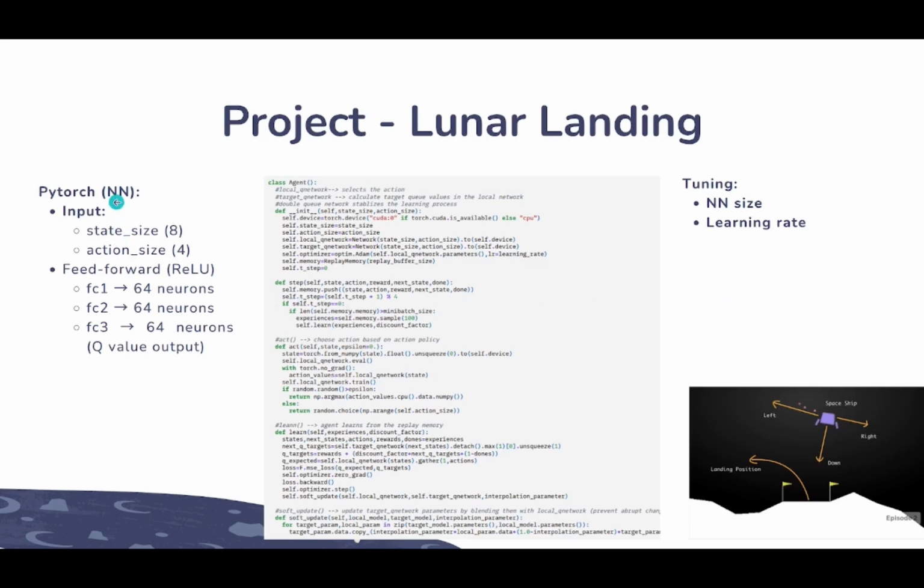We implement the neural net using PyTorch. We have 3 layers of 64 neurons each, and the third layer gives the raw Q value output, and we can tune the size of the neural network and the learning rate. And for the agent part, it can act in the environment, that means it can perform those 4 actions, and using the replay memory it can learn so that in the next replay it can perform better actions.